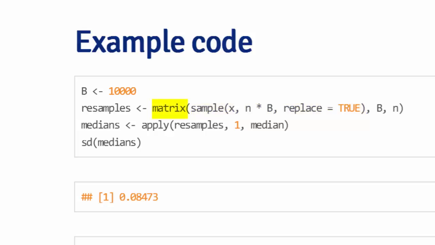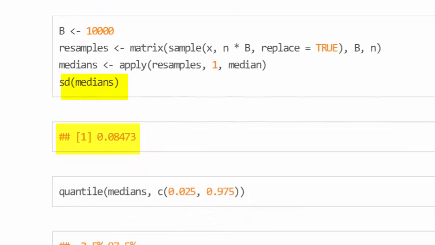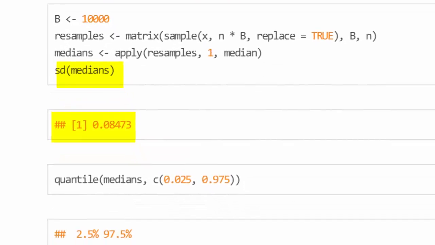And now I'm going to simply arrange them into a matrix with b rows and n columns. So every row now is a bootstrap resample, and it has n observations. I'm going to go along the rows in the next line and take the median for each row. When I take my standard deviation of my medians, I get 0.08473. This is an estimated standard error of the median.